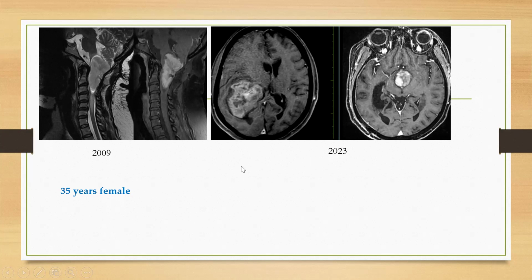Now with the current classification, this was actually proved to be high-grade glioma with pilocytic features. These high-grade gliomas are known to be indolent at times, and they are known to show ependymal and leptomeningeal spread.